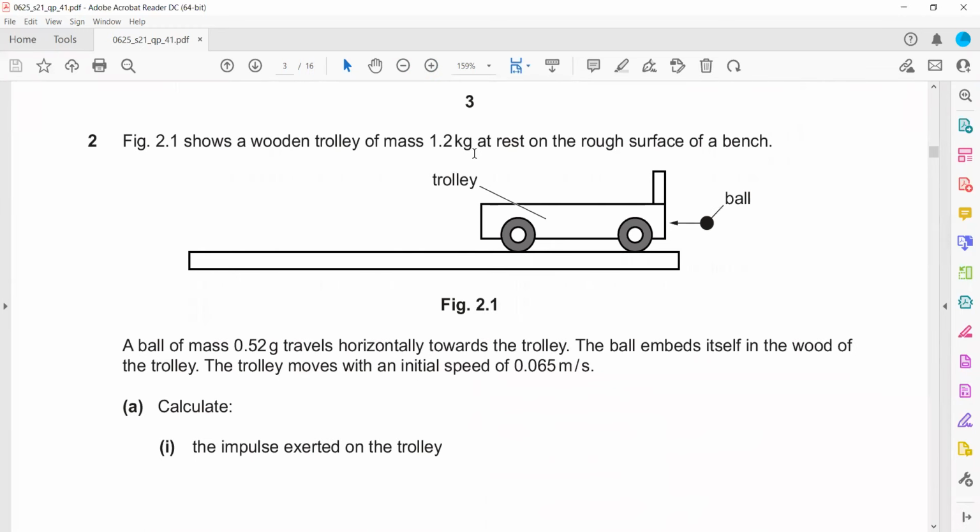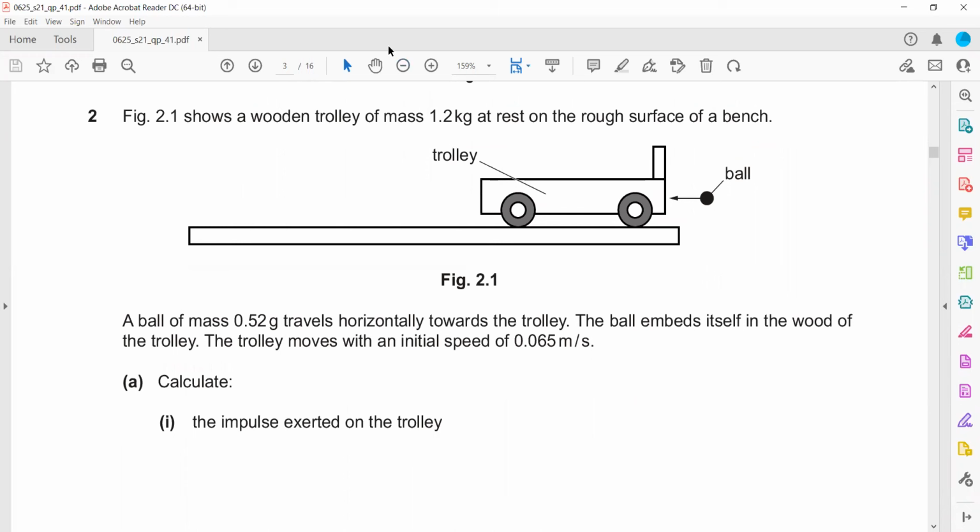Question 2, figure 2.1 shows a wooden trolley of mass 1.2 kilogram at rest on a rough surface. A ball has a mass of 0.52 grams. The SI unit of mass is kilogram, so you have to convert the mass into kilogram. Here it is given in gram, so it must be in kg. We have to divide by 1000, which will make it 0.00052 kilogram.